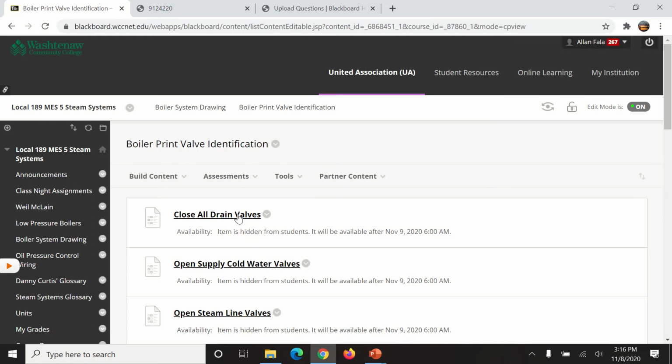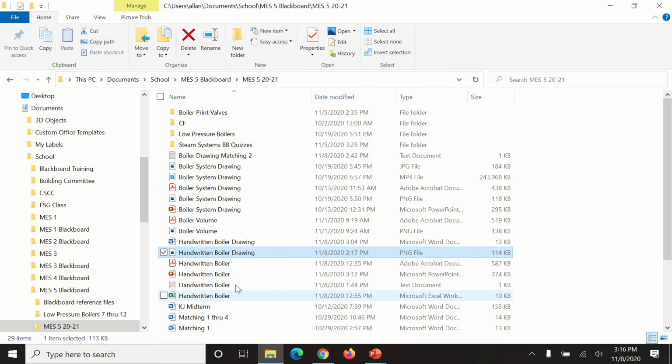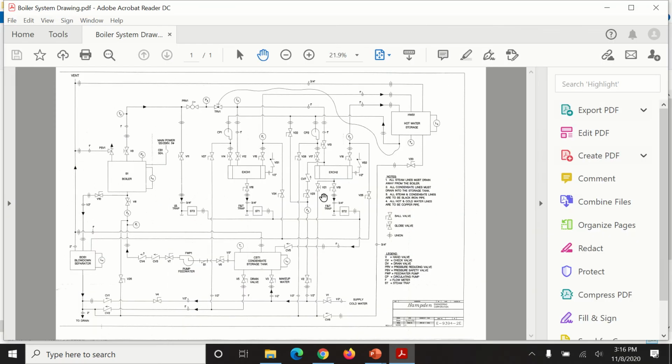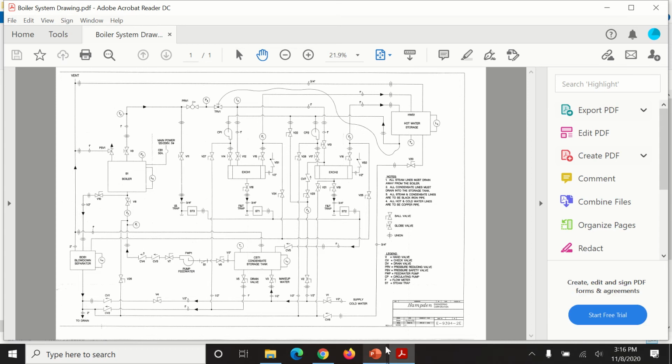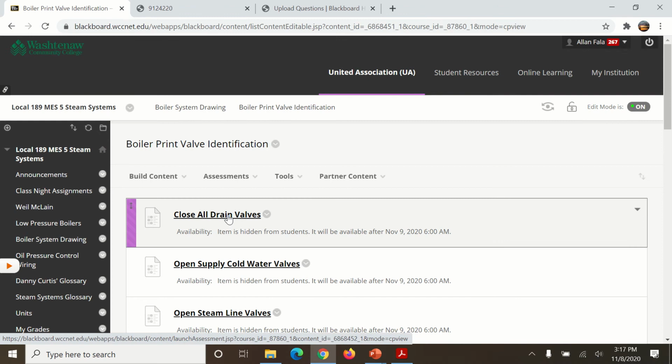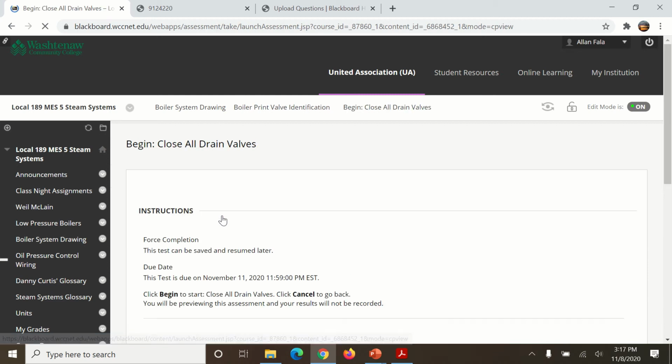So on your big boiler print, and I should have a picture of that. On this print right here, what you're going to be doing is figuring out which drain valves you need to close. This is as if you were standing at the trainer, getting ready to fire it up, so you want to close all the drain valves. So what you're going to do here, it says close all drain valves.